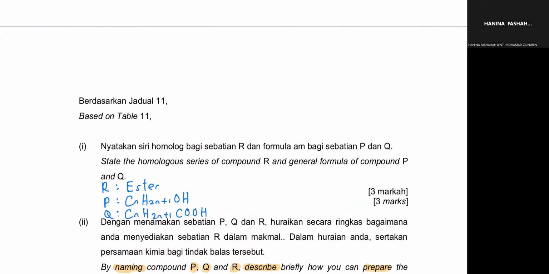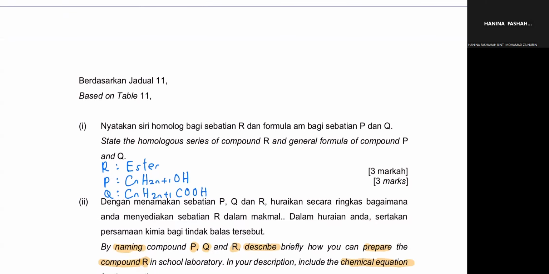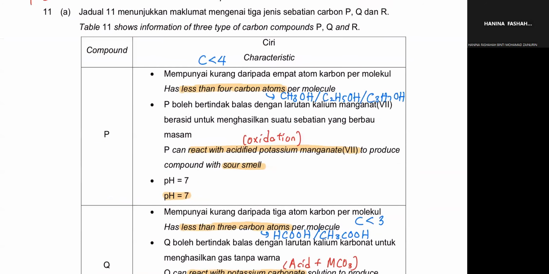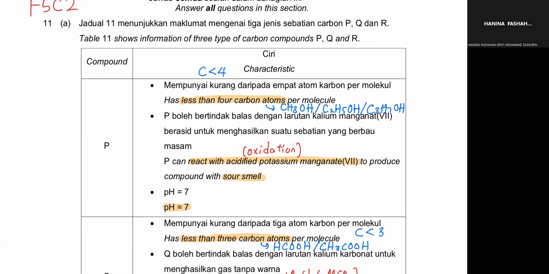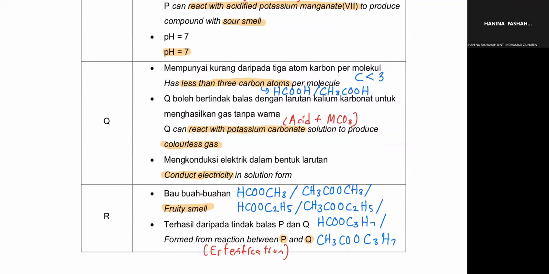Now, naming P, Q, R. Describe how you can prepare compound R, how to prepare ester, very easy one. As I said just now, C less than 4 means C can be 1 or 2 or 3. So you can choose either one only. You don't need to write everything. You can use methanol, ethanol, or propanol, because 1C, 2C, 3C. For Q, less than 3 carbon, you can choose either methanoic acid or ethanoic acid. Two possibilities. So R also has many possibilities.